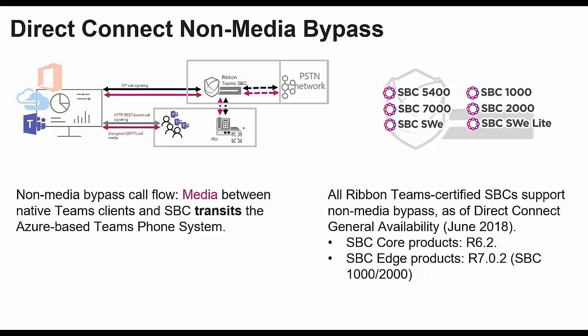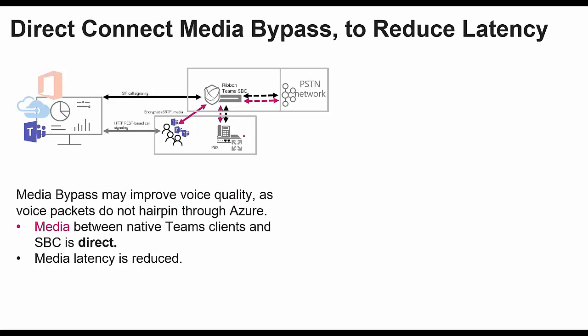Now, if you notice, in this non-media bypass configuration, all the Teams user media is going through the Azure cloud, through the Microsoft media proxy. This is a bit inefficient at times. So Microsoft is working on something called Direct Connect Media Bypass, which will reduce the latency. In this case, the media from Microsoft Teams users bypasses the Microsoft Teams Online or Azure cloud, and it can go directly to the Teams SBC and to the PSTN network. So that's the direct connect mode.